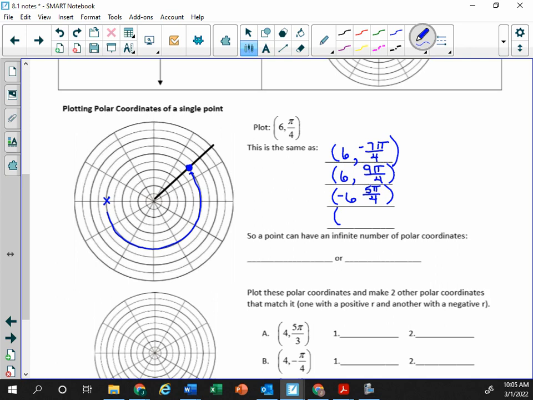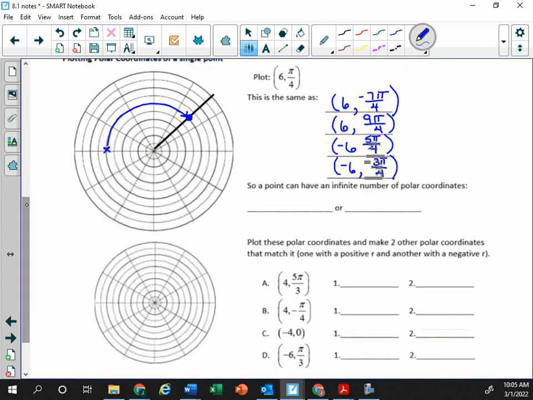Or if I start with that negative 6 again, so starting there over where the X is, what if I travel a negative angle? How far do I have to go to get there going a negative direction? Yeah, negative 3 pi over 4. So being comfortable with your unit circle is going to be helpful when plotting these points, okay?